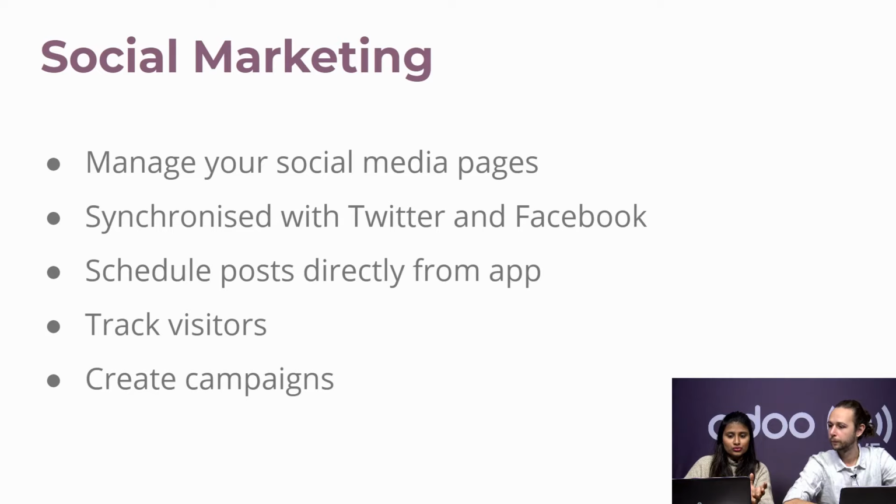But to quickly recap, in the social marketing app, you have the ability to manage your social media pages directly via Odoo. It's synchronized with Twitter and Facebook for the moment. You can schedule your posts, you can track your visitors, and you can create campaigns that are also linked to email marketing. As you know, we have the email marketing app. So it's nice to have coherence between your email marketing campaigns as well as your social media marketing campaigns. That's really cool.